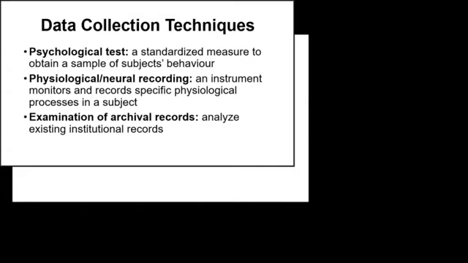There are all sorts of problems with that, which we'll get into when we start talking about the difference between a population and a sample. But yeah, those are very commonly used. We also see things like physiological or neural recording, and this is when you're getting a direct measurement with some kind of instrument to monitor and record physiological processes right in the subject.